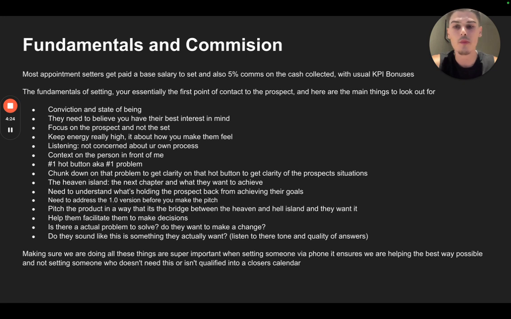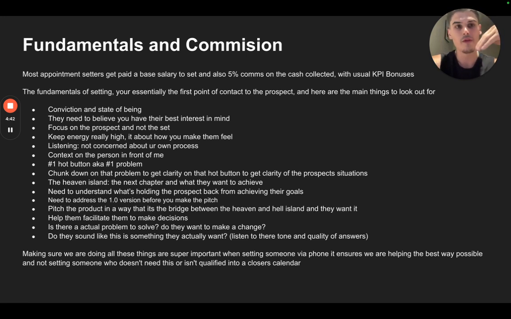Listening, don't be concerned about your own process. You're going to have a script that you're going to run them through, a framework. Don't be concerned about that framework. You want to focus on the prospect.